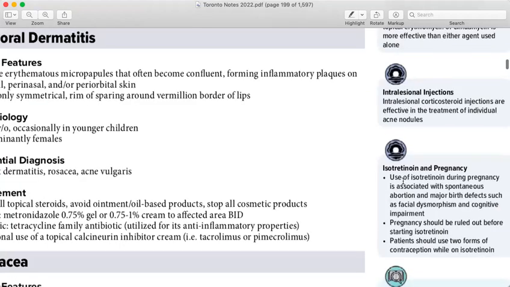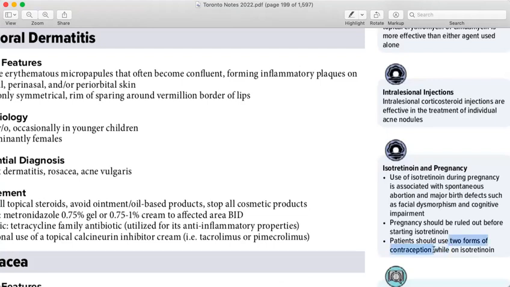Use of isotretinoin during pregnancy is associated with spontaneous abortion and major defects. So pregnancy should always be ruled out with isotretinoin use. You can skip other blood tests, but you cannot skip beta HCG. Patients should use two forms of contraception while on isotretinoin.